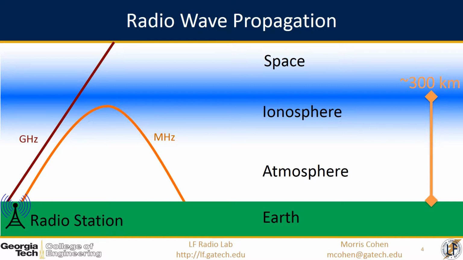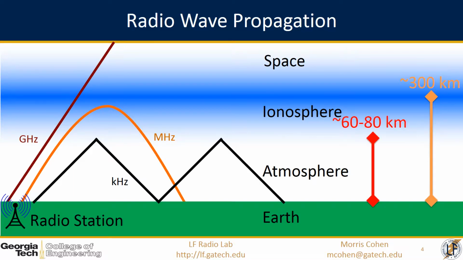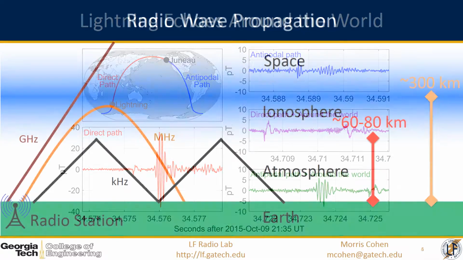Now, if you go even lower to kilohertz signals, or what we call the low frequency band, these signals reflect at about 60 to 80 kilometers altitude, and they also reflect off the Earth, so they sort of zigzag back and forth a really long distance. And because of that reflection, precisely from these D region altitudes, we can use these radio waves to study the upper atmosphere, in particular the D region of the ionosphere.